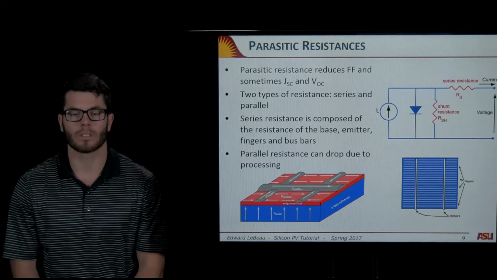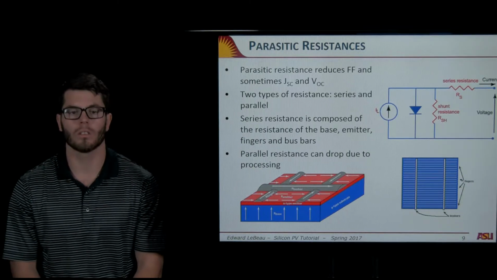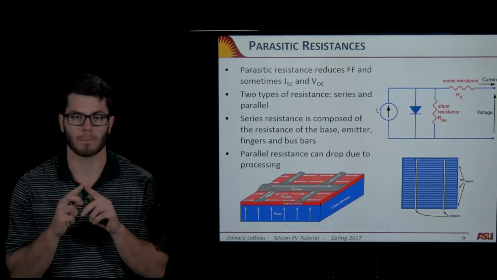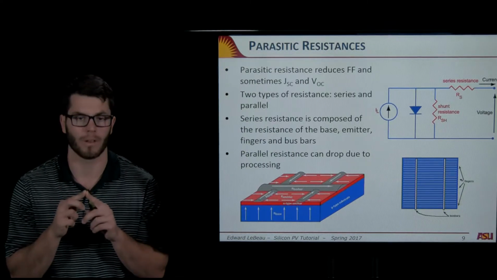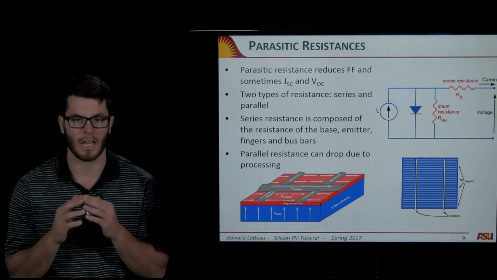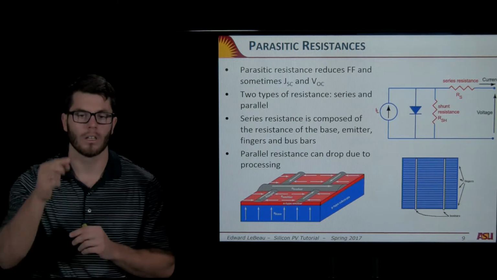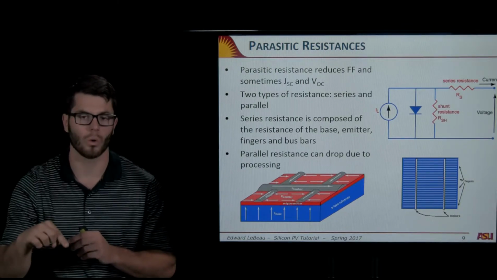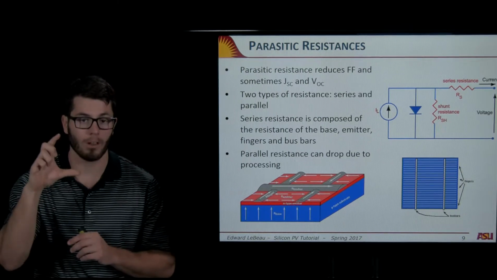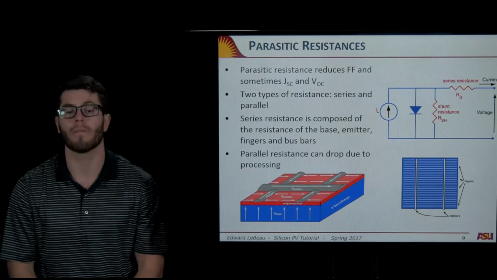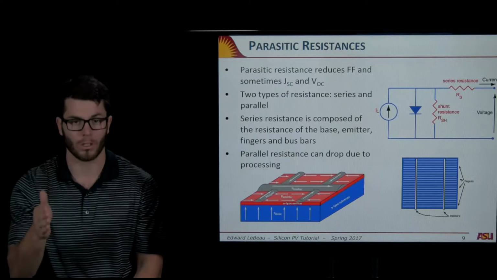And if you look at it, your series resistance is due to the resistance of your base, your emitter, your fingers, and your bus bars. Your bus bars are just thicker metal fingers, if you want to understand that. Your parallel resistance is the resistance across your excited electrons and your holes. Now, you want to keep them separate, so your parallel resistance, or your shunt resistance, you want to be very high. Otherwise, you're just going to short and lose all your energy.